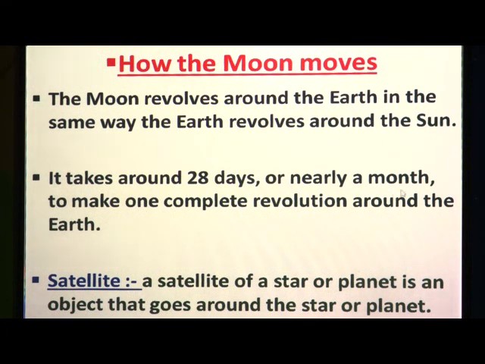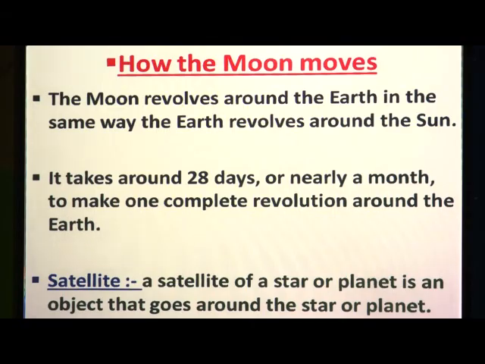So, what is meant by satellite? Here is the definition of satellite. A satellite of a star or planet is an object that goes around the star or planet. The moon is the only natural satellite, and natural satellites of planets are known as moons. The earth has only one moon.